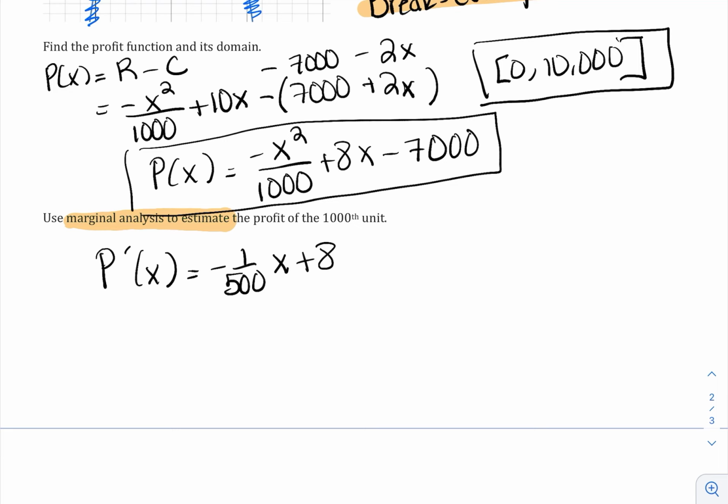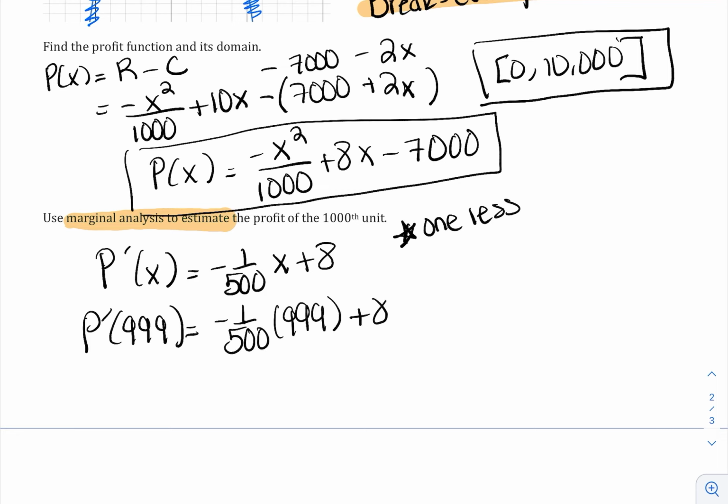Because I'm using marginal analysis to estimate the 1,000th unit, I need to do one less. I need to derive into the 1,000th unit. So I actually need to do 999. So negative 1 over 500 times 999 plus 8. So then you use your handy dandy calculator. And that is going to give us approximately $6. Okay, so the profit of the 1,000th unit is $6.